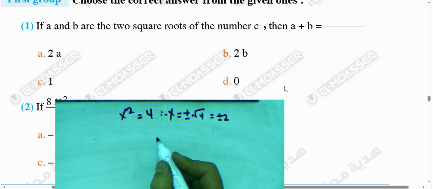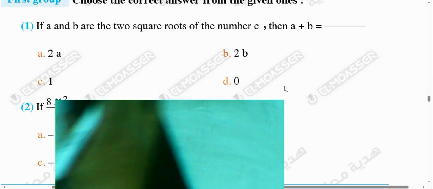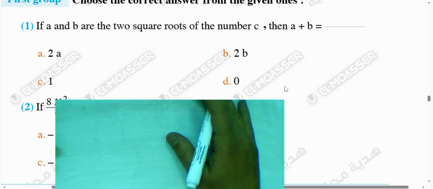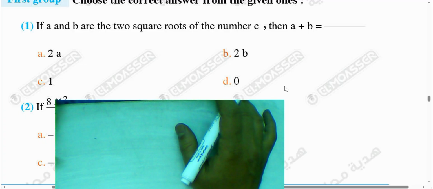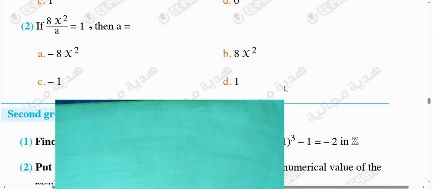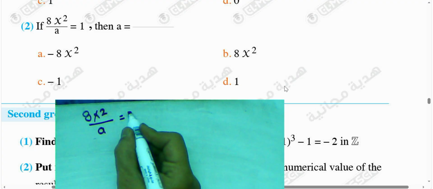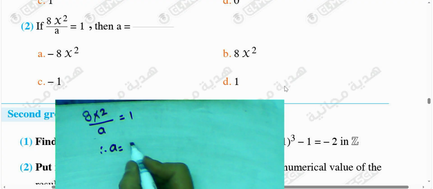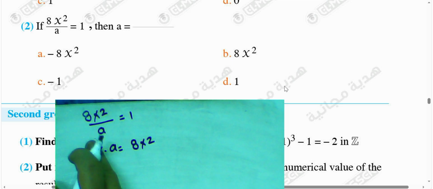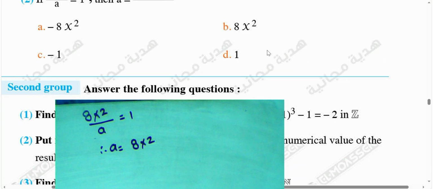If we add 2 and negative 2 together, the result will be 0. Okay? So the sum of the two roots will be 0. If A and B are two square roots of the number C, then A plus B equals 0. It shows letter D. Next question. x power 2 over A equals 1. Then A is the same as x power 2, because a number divided by itself equals 1. It shows letter B. Next question.